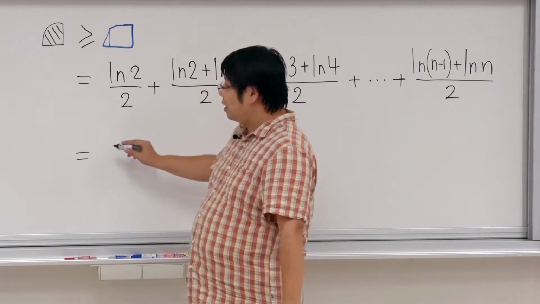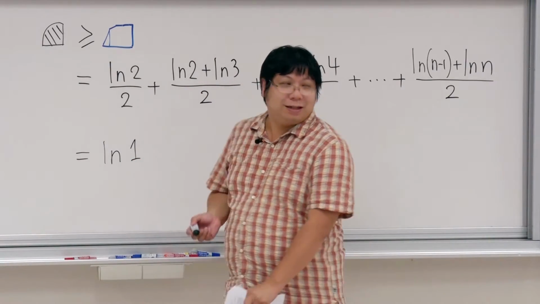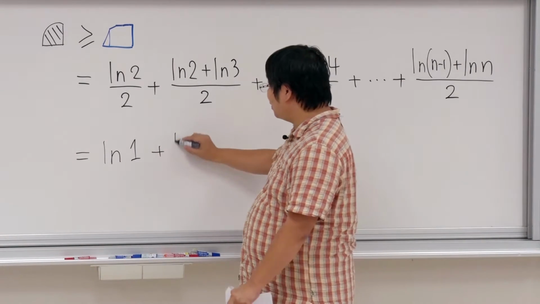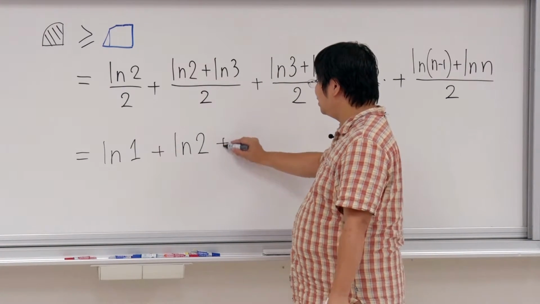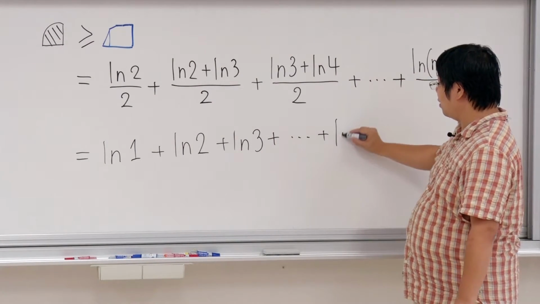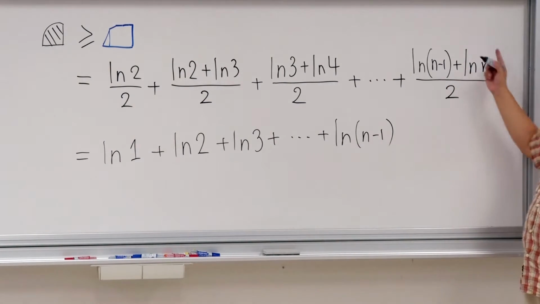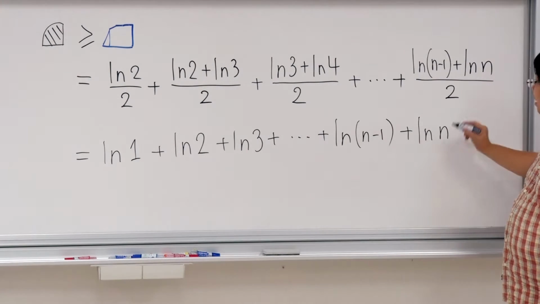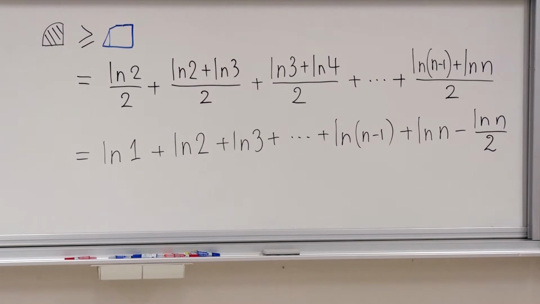Okay, so how nice it is. First of all, let me just write down log 1. Log 1 is equal to 0. I can always write it down. Plus, how many log 2's do we have? 1. So we have a log 2. How many log 3? 1. Log 4, 1. So we can write down something like this. Plus, dot, dot, dot, plus log of n minus 1. Am I correct? But there is a last term. This is just log n over 2. So we can simply write it as log n and then minus log n over 2. Is that okay? So far so good, right?